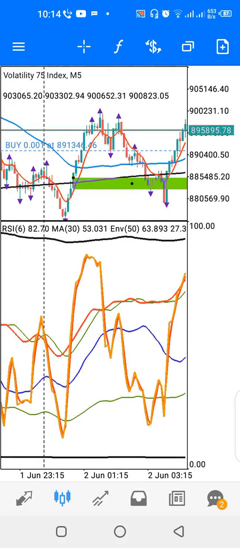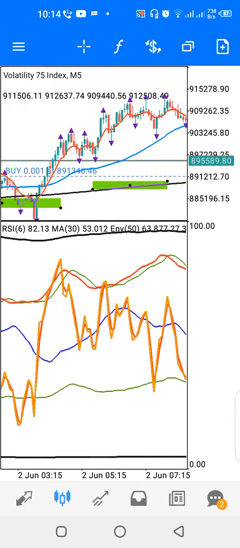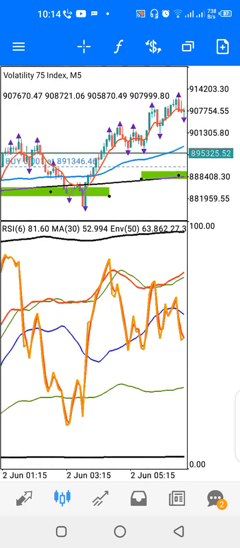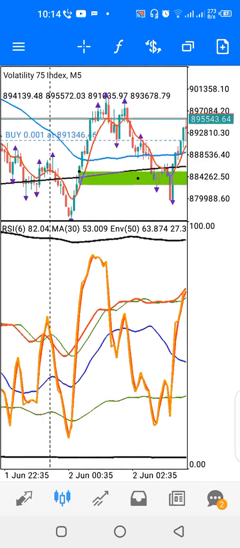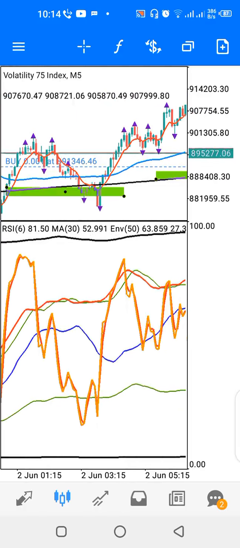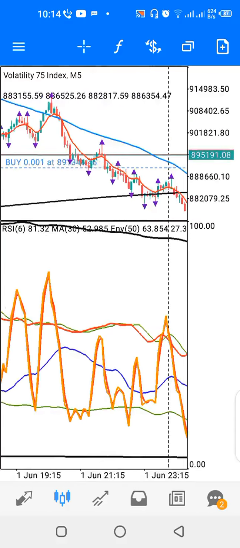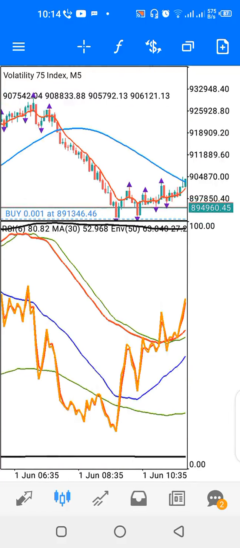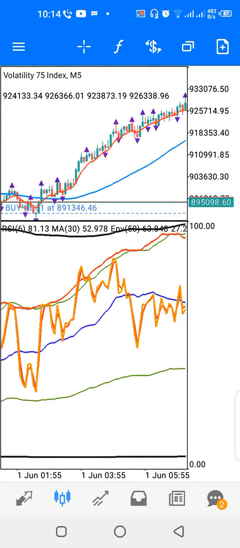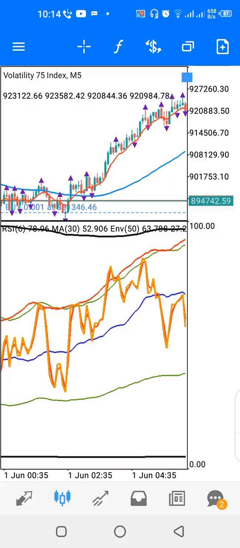Now let's look at indicator window 1. For indicator window 1, I have the orange and the red line, and I have the green line. Now let's take it one by one. This is my green line. This is my green line, like a band.